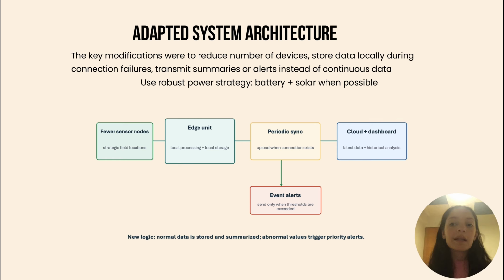So, the adapted architecture no longer depends on continuous transmission. The normal logic is to collect data, process it locally, store it when the connection is unavailable, and synchronize periodically when the cloud is reachable. A more robust power strategy, such as battery plus solar support, can also be used to reduce maintenance needs.